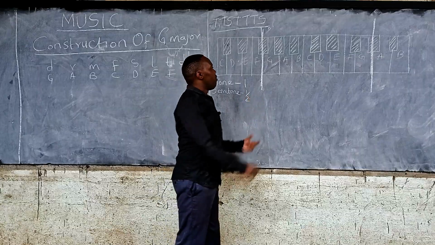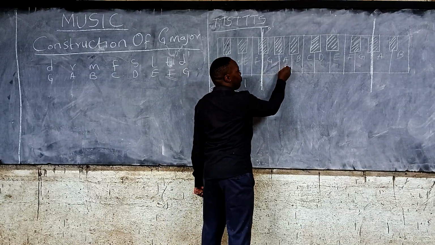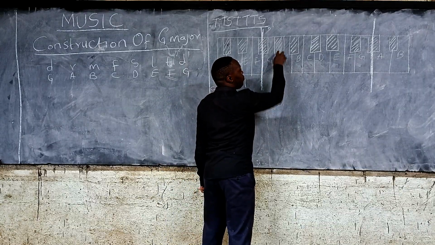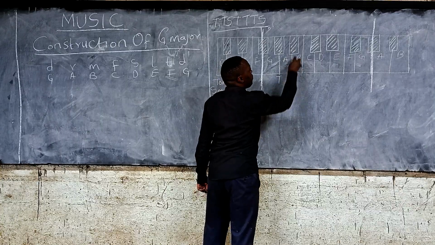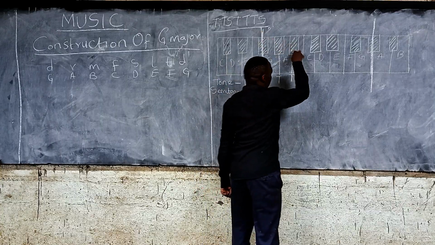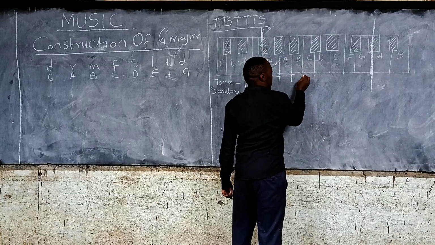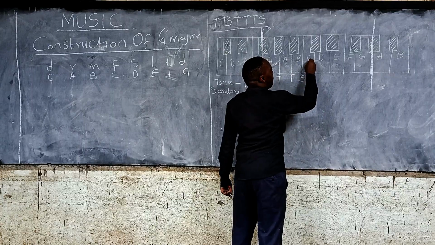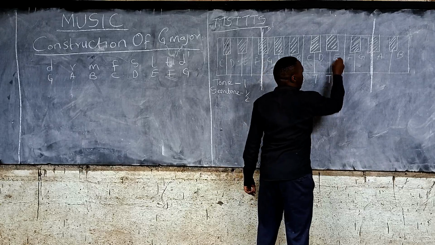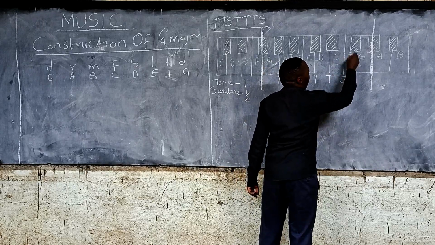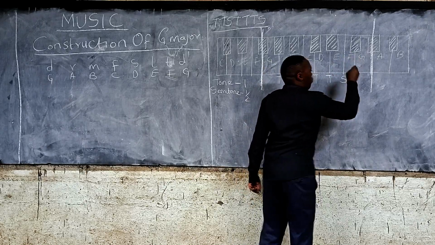Now let's go from G to A. It will be tone because we have a black one there. A to B, it will be tone because we have a black one here. B to C will be semitone. C to D will be tone. D to E will be tone. E to F will be semitone. F to G will be tone.